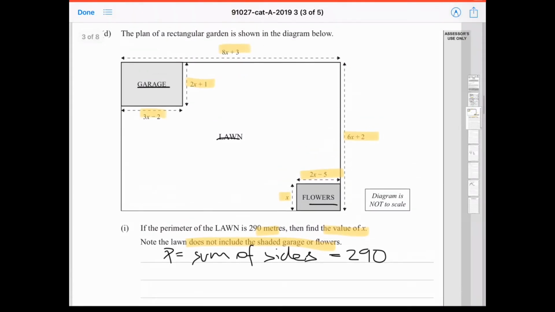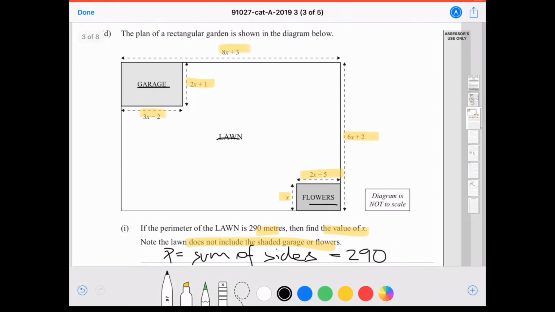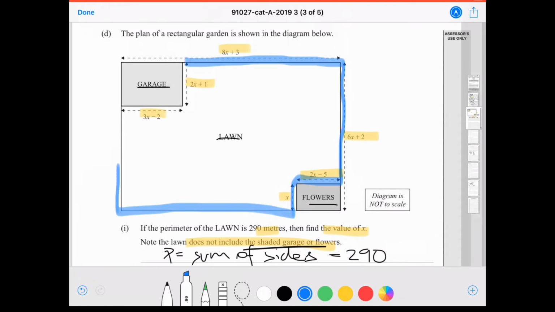So what is the perimeter? Keeping in mind that the lawn does not include the shaded garage or flowers. So if you've got a highlighter in the test, this really helps you. Let's highlight exactly what we're looking at here. So not including the shaded garage or the flowers, it's this. This is the perimeter of the lawn.